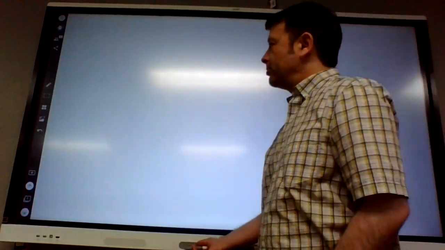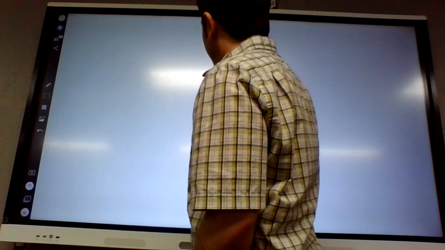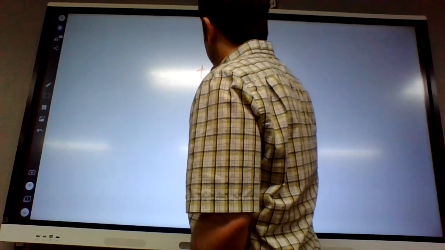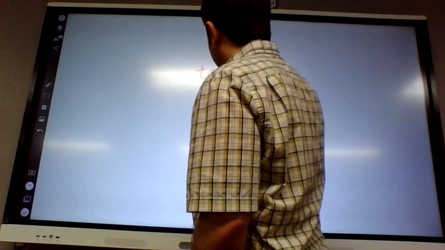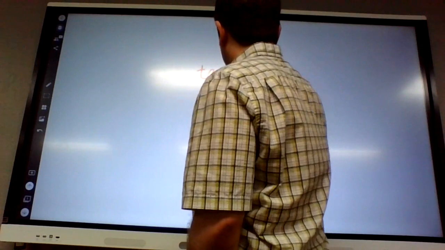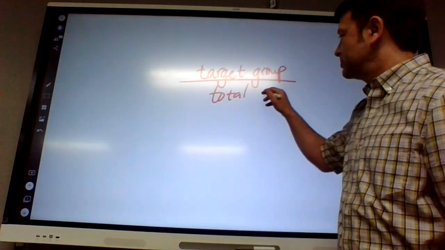Okay, so normally when you're doing probabilities, well, always, you want the target outcomes or the target group or whatever out of the total group. That's what a probability tells you.